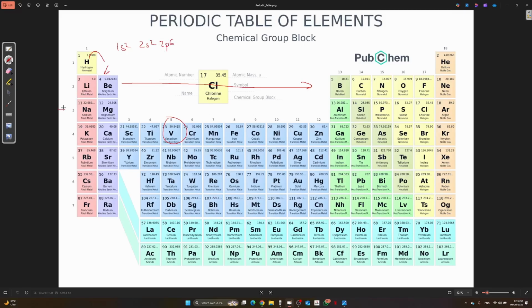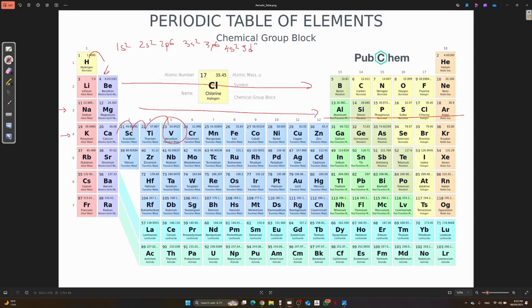2P6. Continue down here. Now we're on the third. So 3S2. Continue. You finish these 6. So 3P6. Continue now. You're down into the fourth energy level. So 4S2. Now we reach the D block. 1, 2, 3. Do we write 4D3? No. What did I tell you?